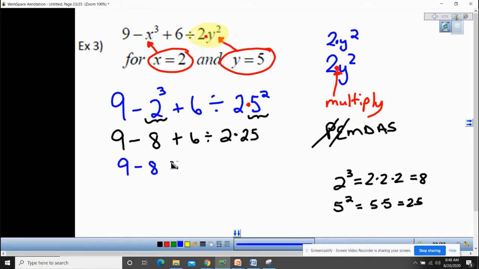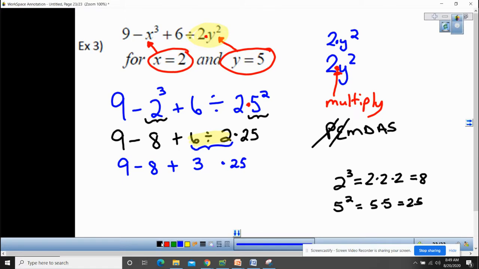9 minus 8 plus. You need to do the divide. 6 divided by 2 is 3. I have to bring down the back part, times 25. So as I was looking from the left to the right, I'm stopping at divide. I did 6 divided by 2, and I brought down the 25.